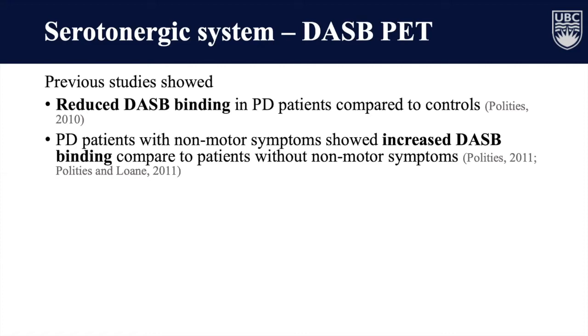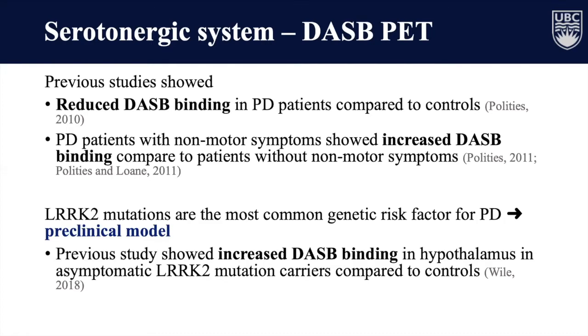A more direct way to look at preclinical stage is to look at people at higher risk for developing Parkinson's. So LRRK2 mutations are the most common genetic risk factor of Parkinson's. So we use LRRK2 unaffected mutation carriers as our preclinical model for Parkinson's disease. And previous study showed there's an increased DASB binding in the hypothalamus in asymptomatic LRRK2 mutation carriers compared to healthy controls.